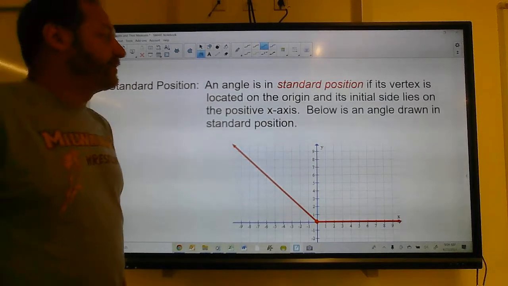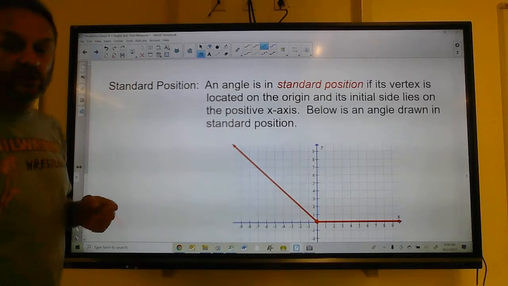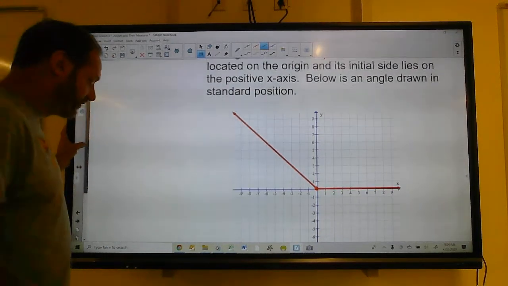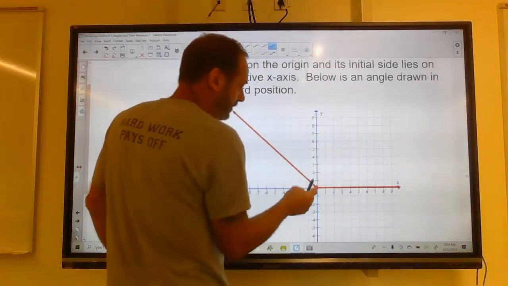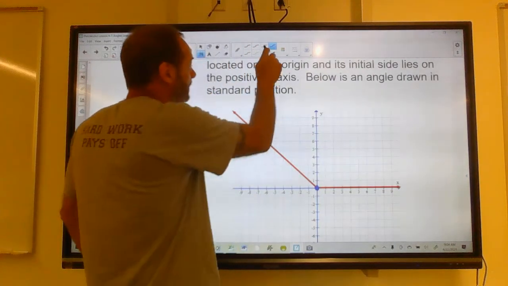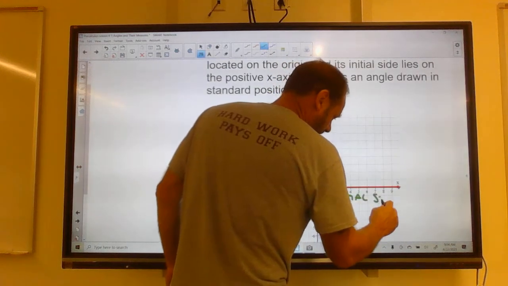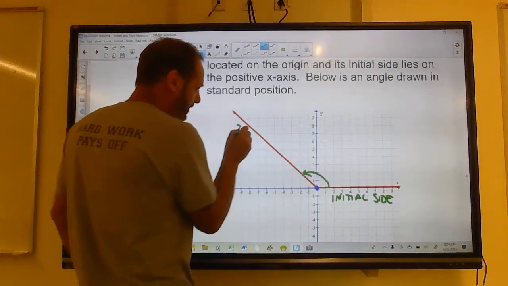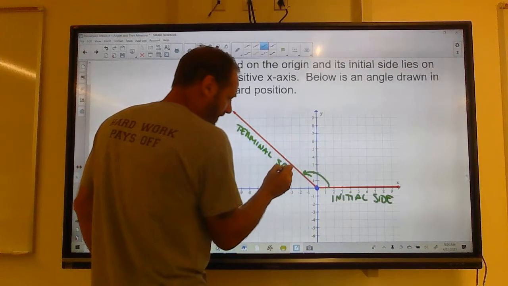An angle is in standard position if the vertex is located on the origin and its initial side lies on the positive x-axis. So this one is written in standard form because the vertex is right here on the origin, 0, 0. Here's the initial side. So the angle goes like this. This would be the terminal side over here, which is where the angle ends.